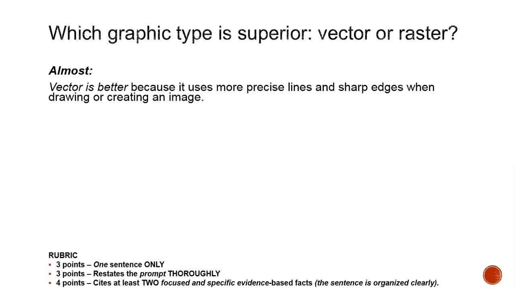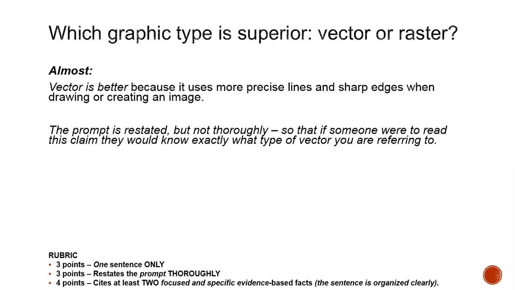So let's start going over some of the claims that were submitted in week 3. Which graphic type is superior, vector or raster? Here's an almost. Vector is better because it uses more precise lines and sharp edges when drawing or creating an image.